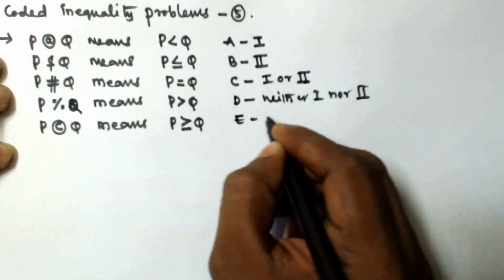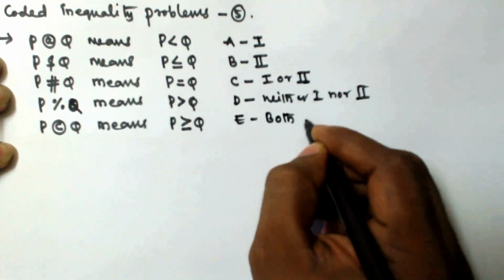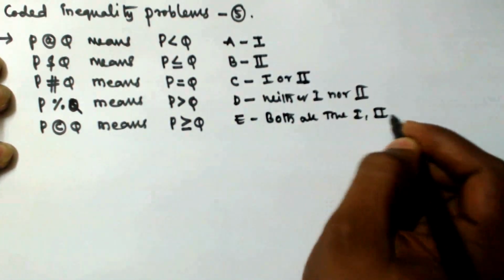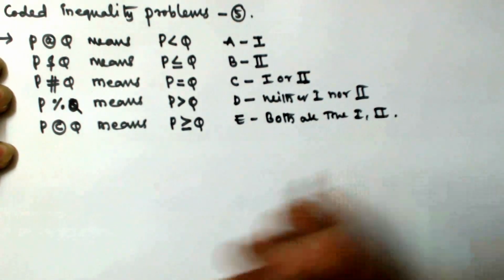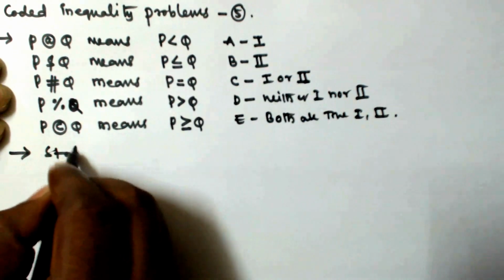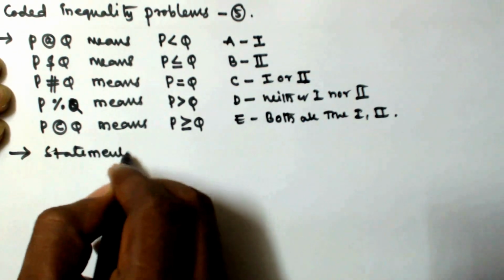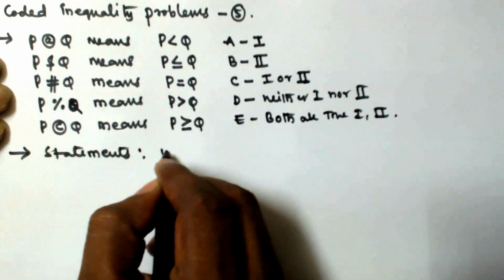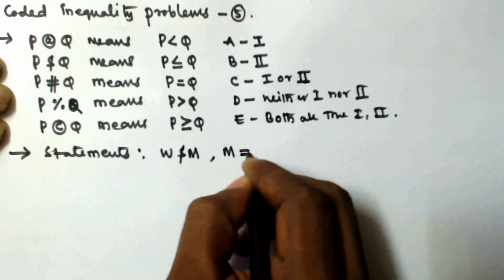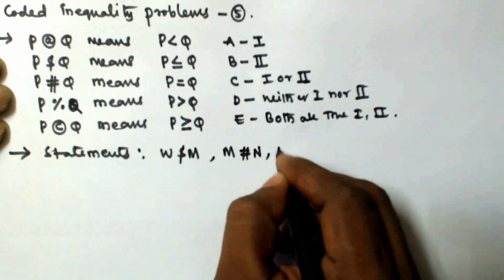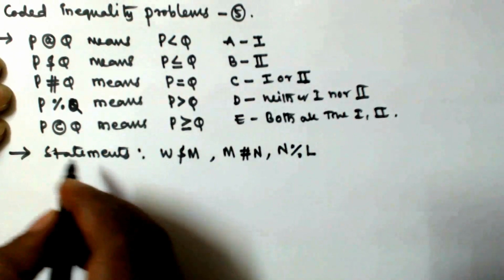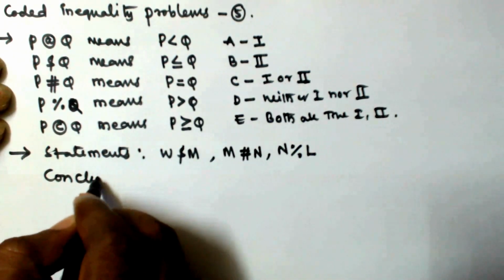Option E if both are true, that is conclusion 1 and conclusion 2. If both are true, we have to select option E. So let us take the first problem. The first problem statements are W dollar M, M hash N, and N percentage L. So these are the first question statements, and two conclusions are given.